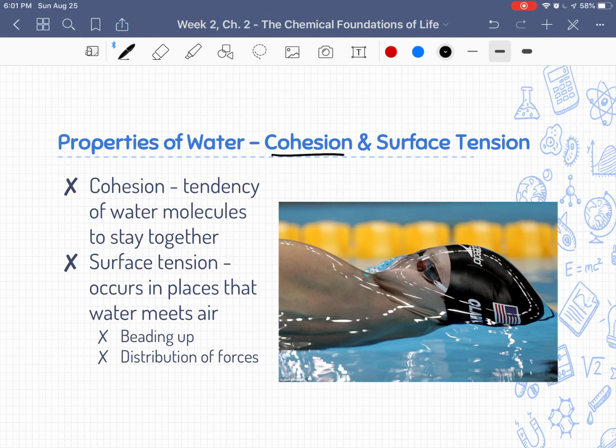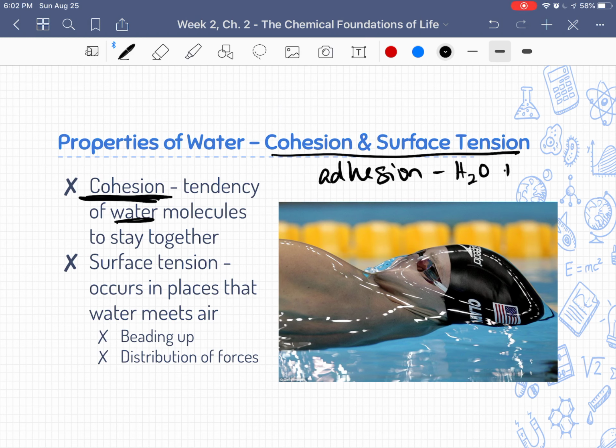Properties of water: cohesion and surface tension. All right, so these are literally the attraction of water molecules to each other and the attraction of water molecules to other substances. So cohesion is the attraction of water molecules to each other, and adhesion is the attraction of water molecules to other things. All right, and together they give us surface tension.